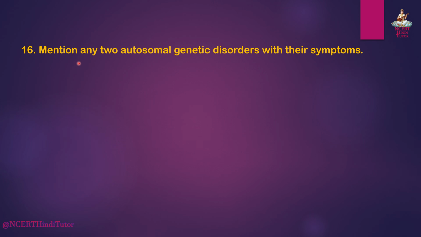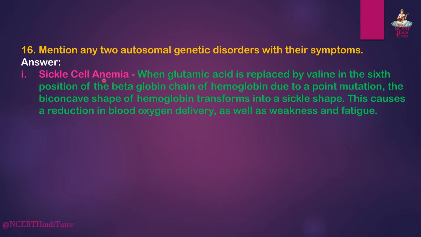Question 16. Mention any two autosomal genetic disorders with their symptoms. Answer: First, sickle cell anemia. When glutamic acid is replaced by valine in the sixth position of the beta globin chain of hemoglobin due to a point mutation, the biconcave shape of the red blood cell transforms into a sickle shape. This causes a reduction in blood oxygen delivery as well as weakness and fatigue.